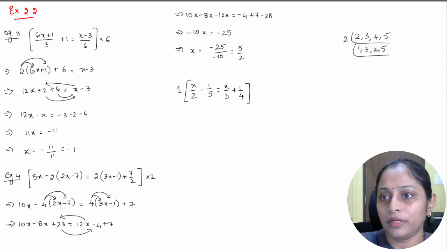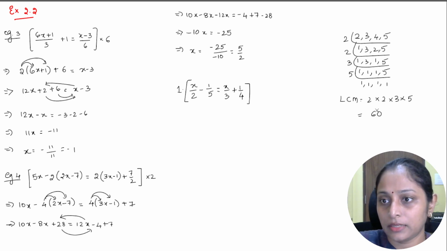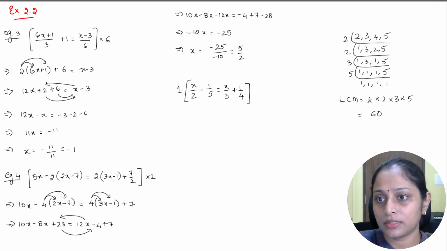Now you can leave it here because 2, 3, 5 are relatively prime, or you can quickly proceed till you get all ones. And finally 5. So what is the LCM here? The LCM is 2 into 2 into 3 into 5, which is nothing but 60. 4 3s 12, 12 5s 60.